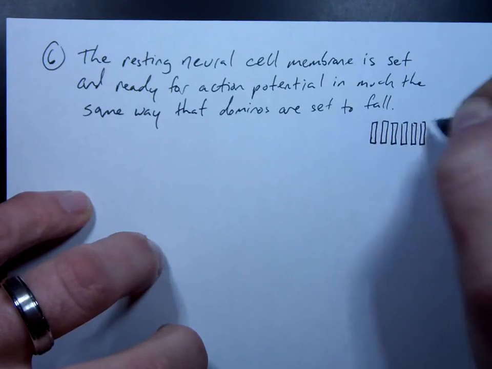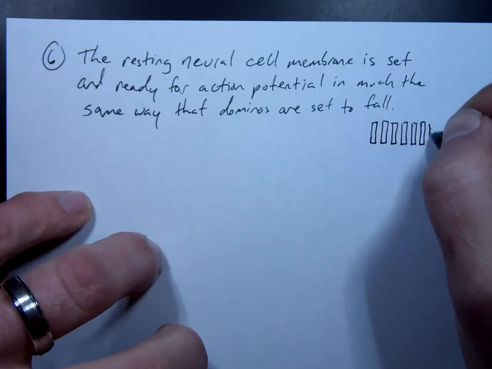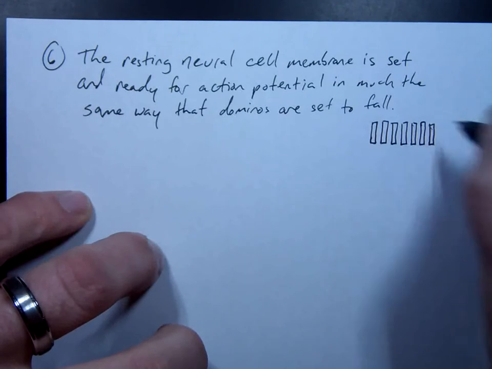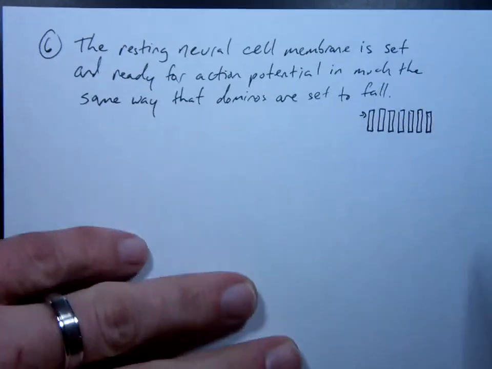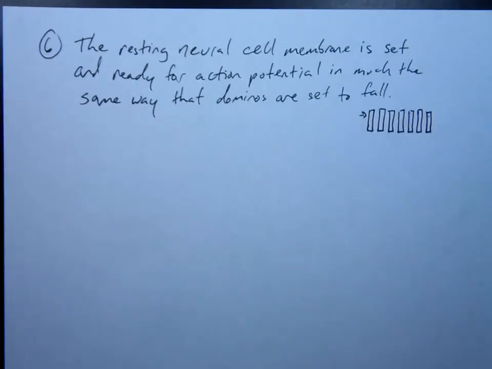What makes all the dominoes fall down? The first one. Yep, just have to tap the first one and then the rest of them fall down. Okay? Now, what is it that's set up in our neurons? What's continually being reset back into place? Sodium and potassium ions are being put back.